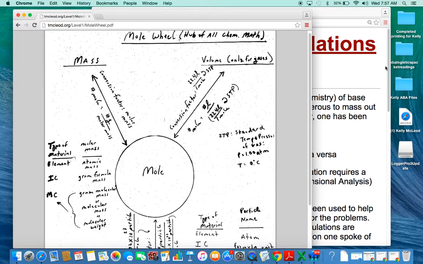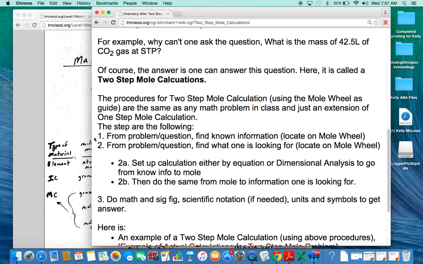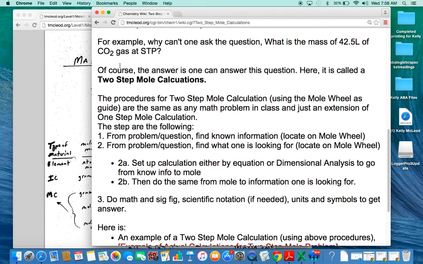So how do you do that? Well, just like it says right in here with the steps, you're following the basic steps of any calculation in my chemistry class, which is you have known information. So let's get an example. Here's an example, and it says, what is the mass of 5.67 liters of CO2 gas, which is a gas at STP. So from that, you know that you have liters.